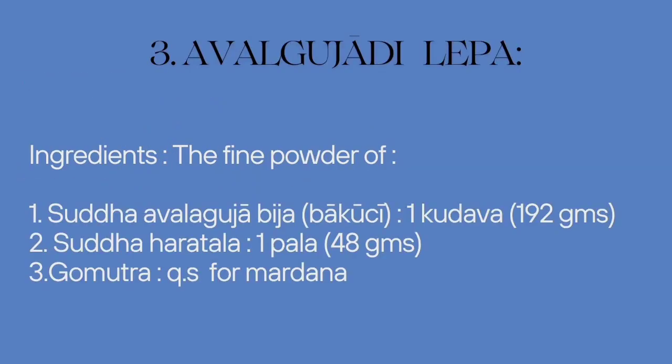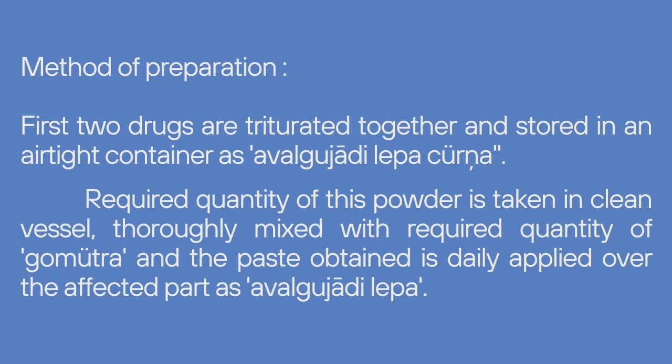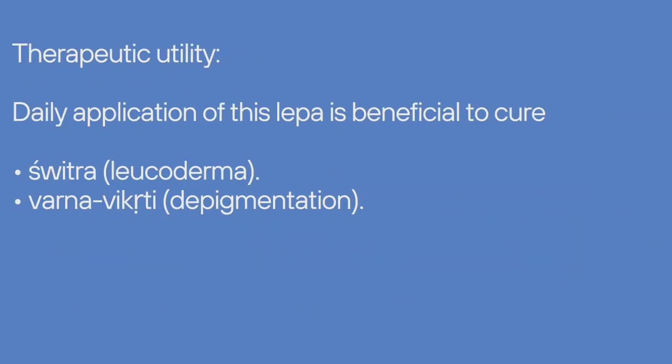Avalgunjadi Lepa ingredients: the fine powder of Shuddha Avalgunja Bija 1 Kudava, Shuddha Haratala 1 Phala, Gomutra quantity sufficient for Mardana. Method of preparation: first, the 2 drugs are triturated together and stored in an airtight container as Avalgunjadi Lepa Churna. Required quantity of this powder is taken in a clean vessel, thoroughly mixed with required quantity of Gomutra, and the paste obtained is applied daily over the affected part as Avalgunjadi Lepa. Therapeutic utility: daily application of this lepa is beneficial to cure Shvitra Varna Vikriti.